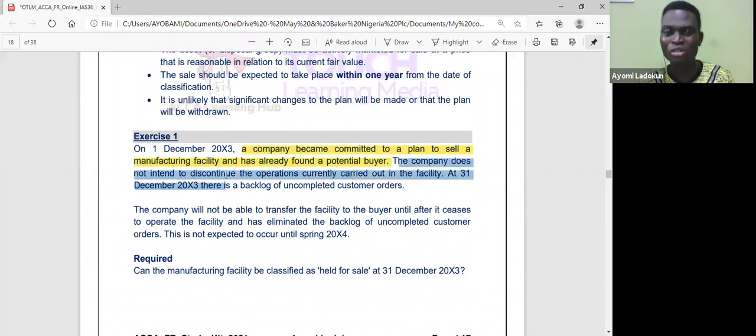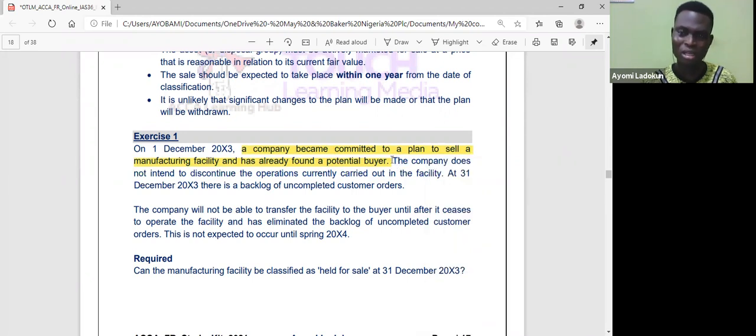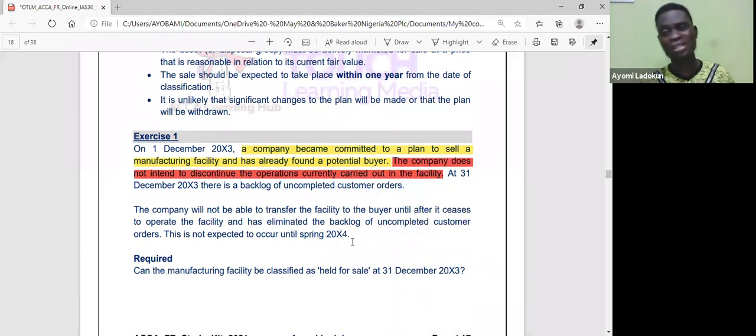The company does not intend to discontinue the operations currently carried out in the facility. This is a trigger for me. Okay, this is a flashlight. They did not intend to discontinue the operations currently carried out. That's a red light.